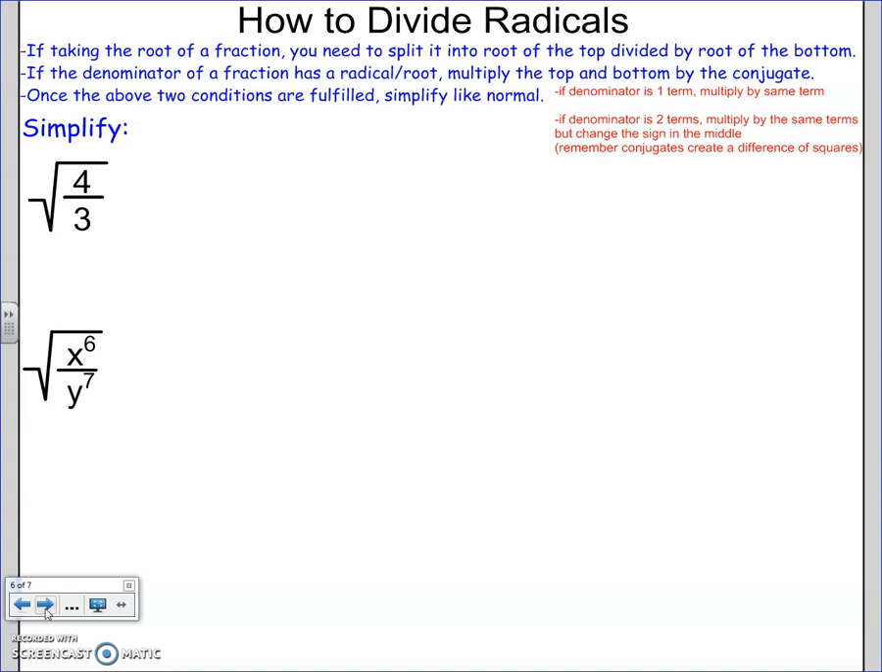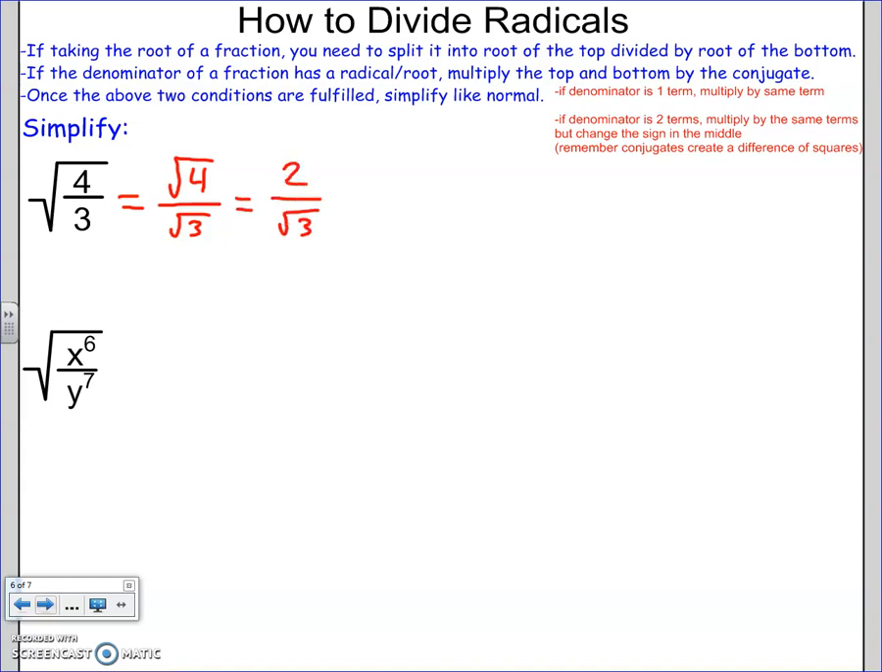So first it says simplify the square root of 4 over 3. That's a fraction, and you can't square root a fraction. So you're going to break it into the square root of the top divided by the square root of the bottom. So we're not square rooting a fraction anymore. Take care of each thing separately. Well, the square root of 4 is just 2. That's easy. Over the square root of 3.